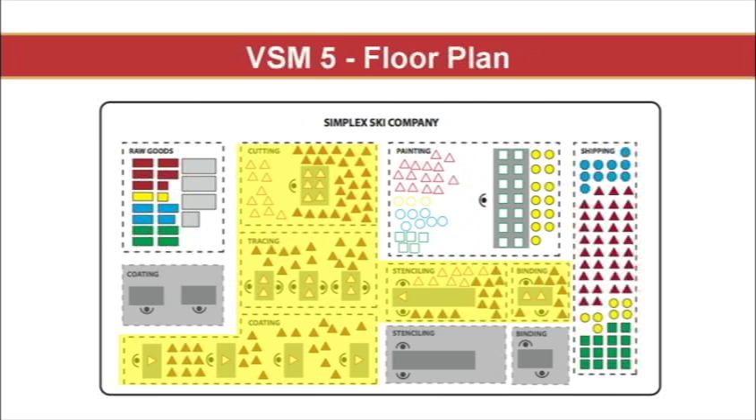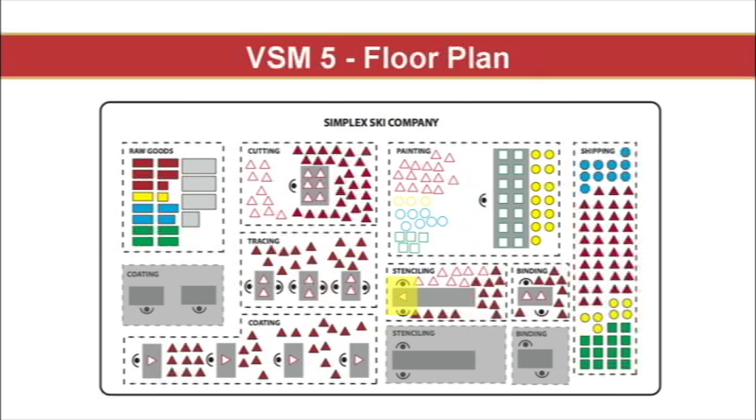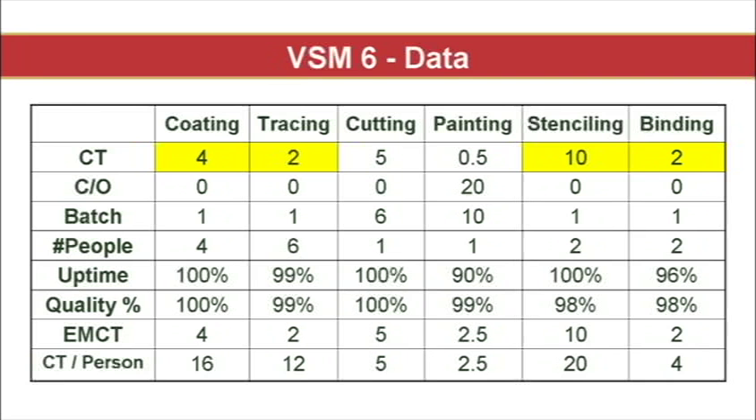In order to create a stenciling area dedicated to red skis, we needed to shift 2 operators from the now overmanned tracing area. 2 operators in the value stream mapping or VSM team agreed to move over to the red ski stenciling area. Take a moment to notice how the shop floor is starting to change. On the 6th iteration, the team continues to work on the cycle times of each station to meet the 3-minute takt time.